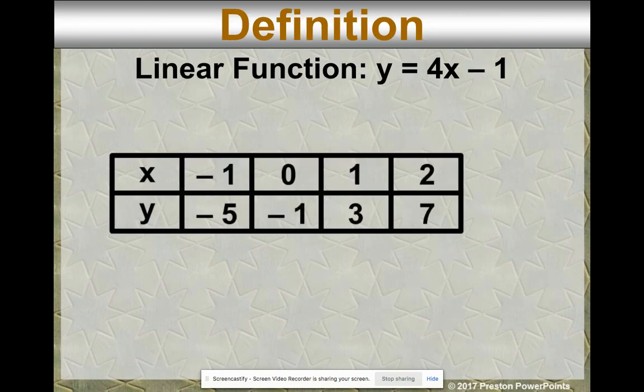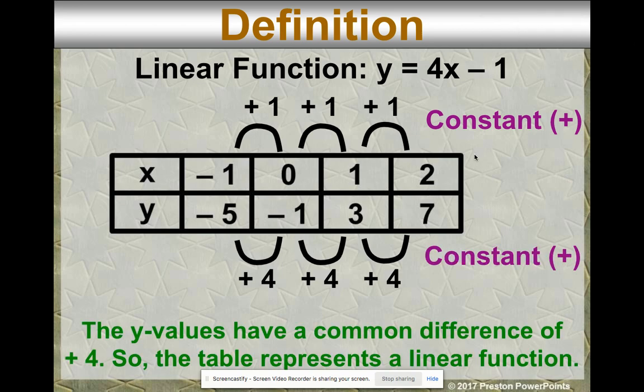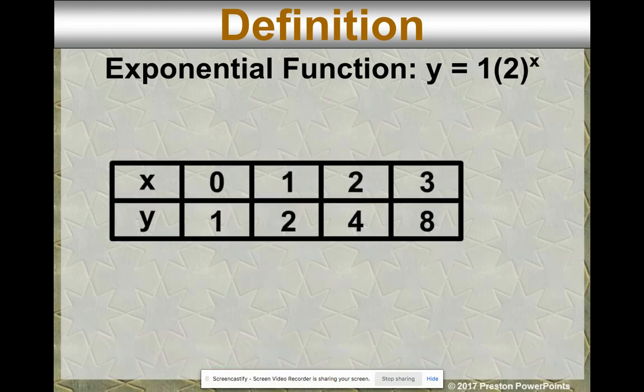So we have official definitions of linear functions here. We already know these quite often. But if you remember linear functions, we want to have a constant rate of change on both your x and y axis here. So our official definition is the y values have a common difference of +4, so the table represents a linear function. Okay, as long as you have a constant rate of change on both your x and y, you will have a linear function, and that's always going to be y equals mx plus b form.